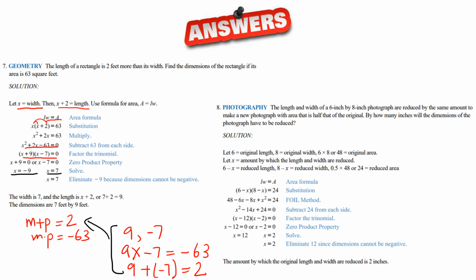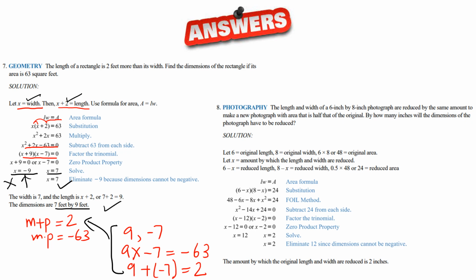Since negative cannot be the dimension, the side of the rectangle cannot be negative, so we ignore this answer and we take x equal to 7. So the width is 7 and the length is 2 more, so 9. So 7 by 9 feet are the two dimensions for this rectangle.